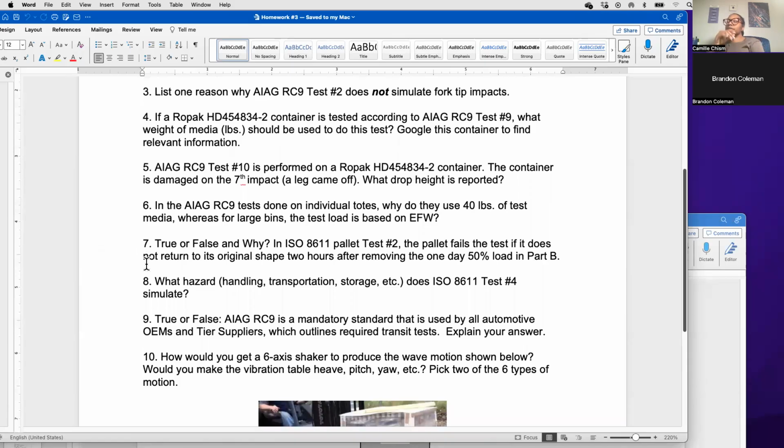For number 6, for these RC9 tests for AIAG, when they're done in individual totes, it mentions, we talked about they use 40 pounds for the test media for the handheld totes. The question is the test load based on EFW? Okay.